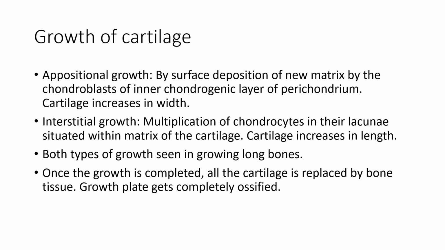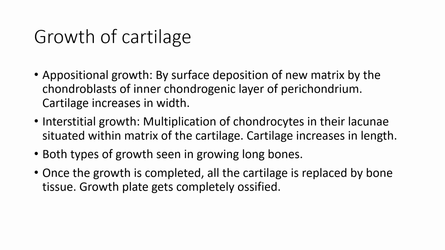There are two ways by which a cartilage grows. So first way is appositional growth. As we know that a cartilage is covered by fibrovascular membrane known as perichondrium, and this perichondrium again has two layers. Outer is fibrous layer which is vascular, and inner is cellular layer. So the cellular layer has chondroblast in them.